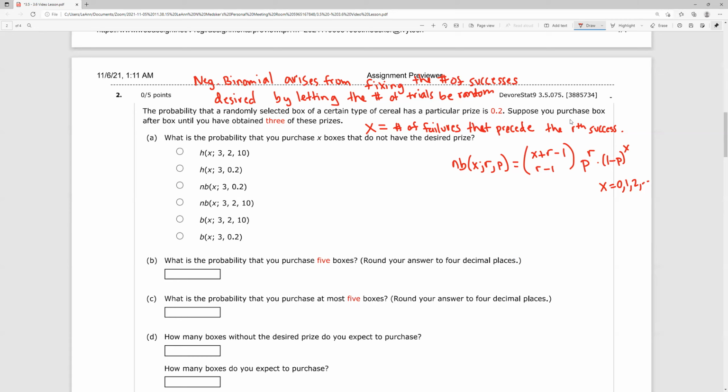So when we call it a geometric, we're going to be doing, okay, I want to know how many trials that actually took. So that is a special case of that. It's when your r equals 1. Okay, so that is when you call that the geometric distribution.